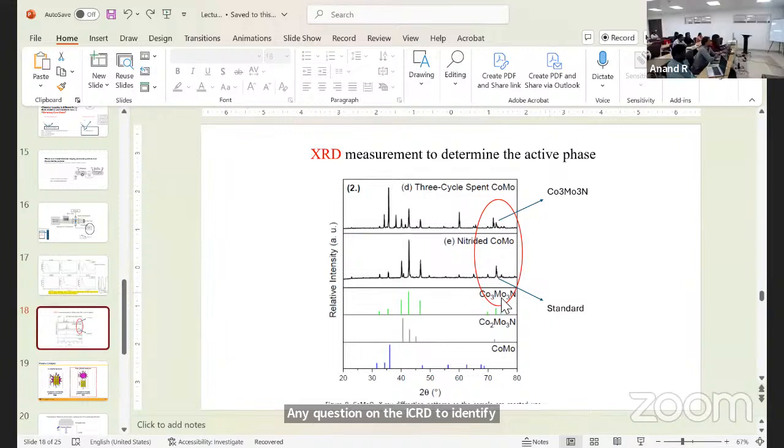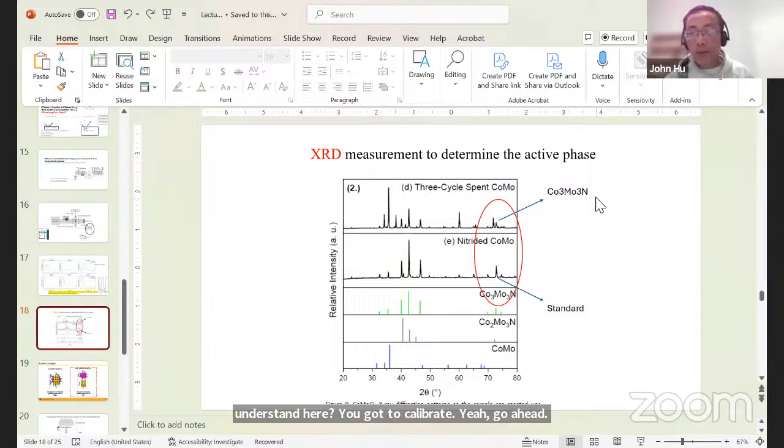You understand here? You have to calibrate. Yeah, go ahead. You understand? Any question? Yeah, yes, sir. We understand, sir. Okay, cool.